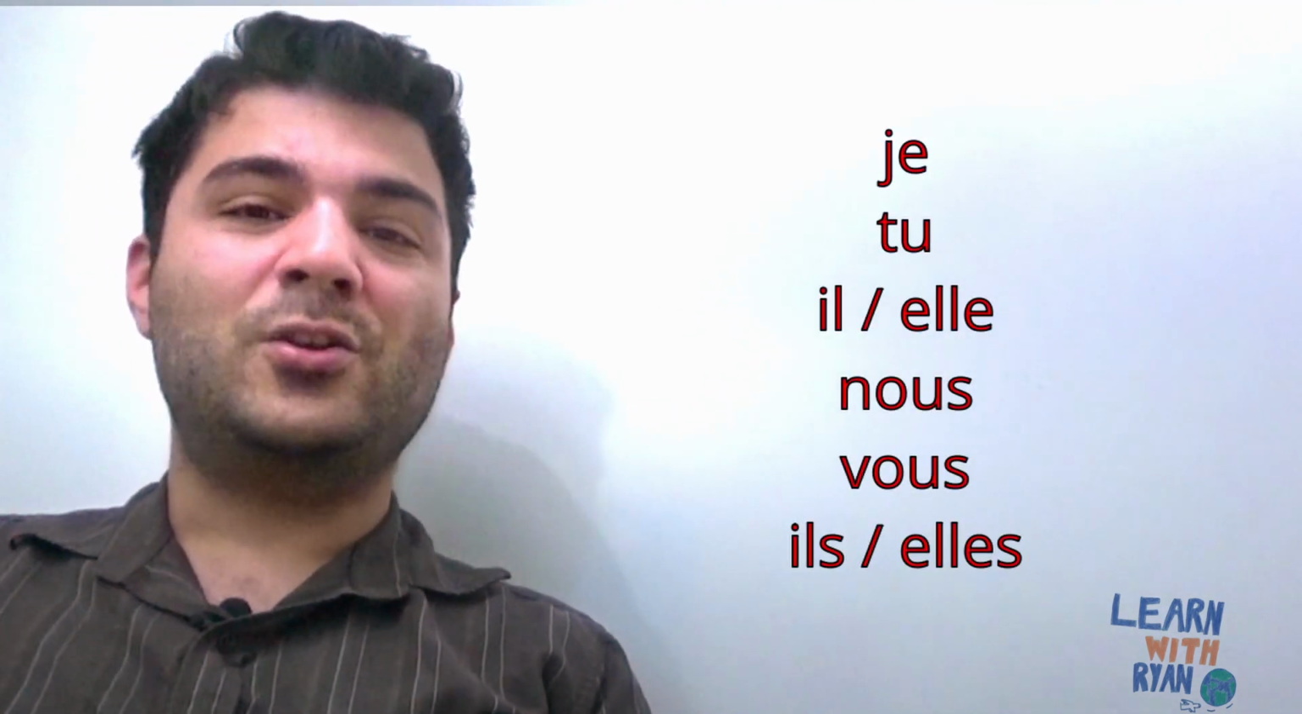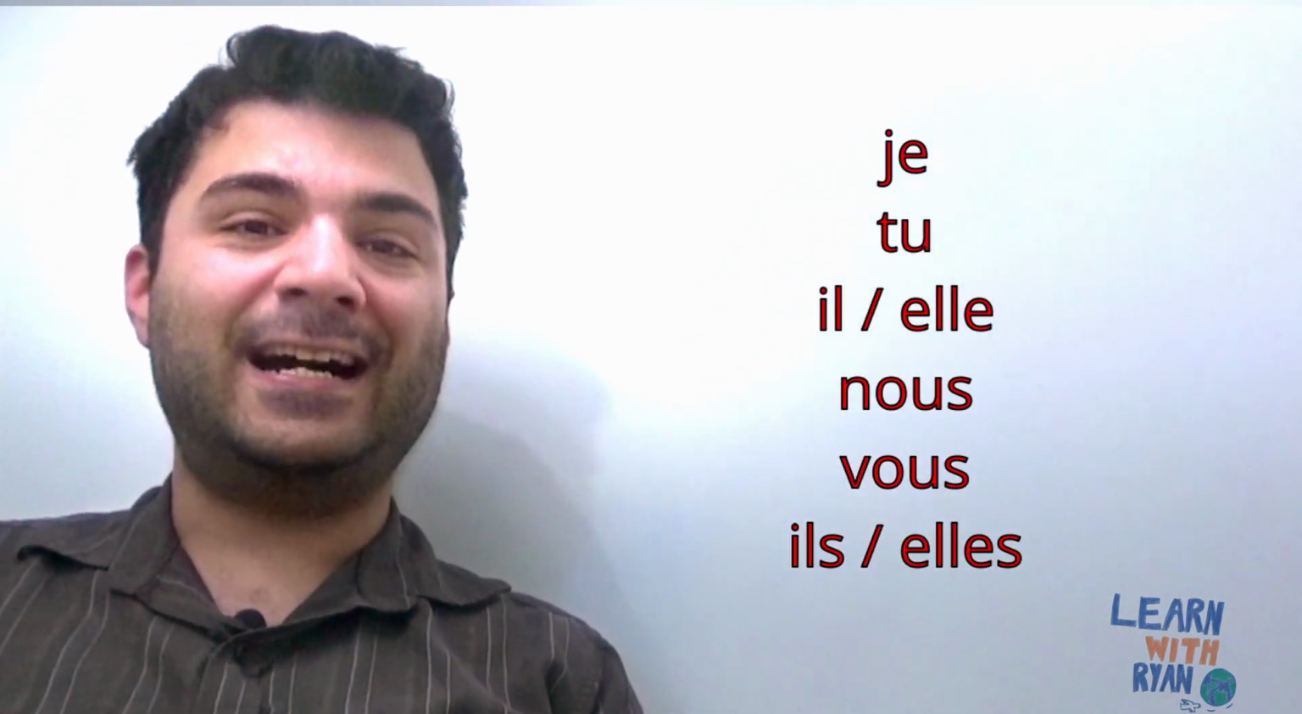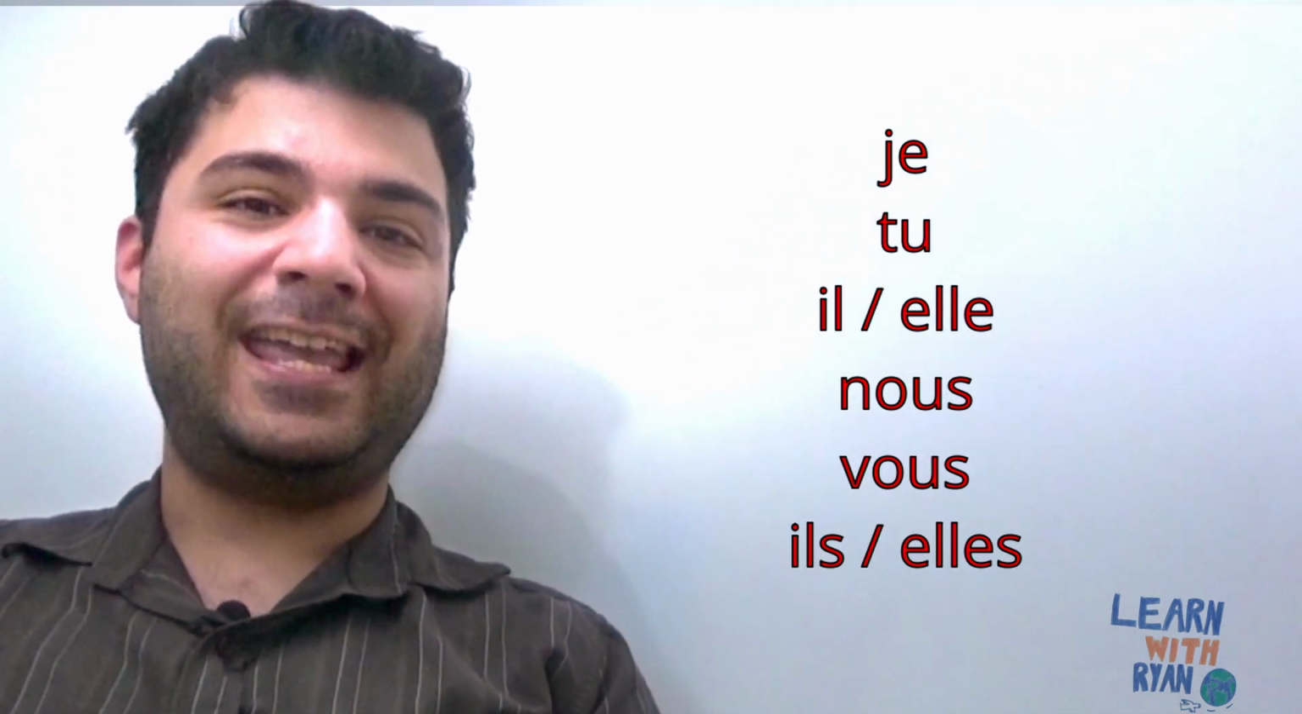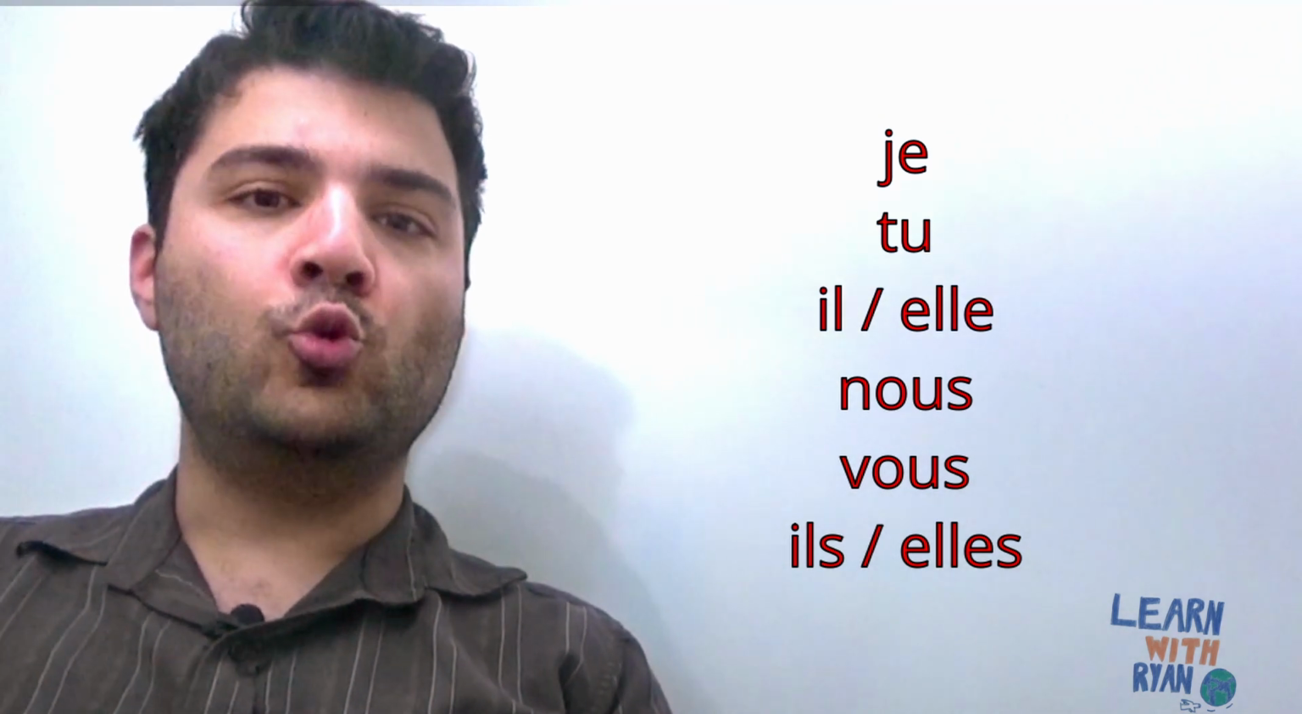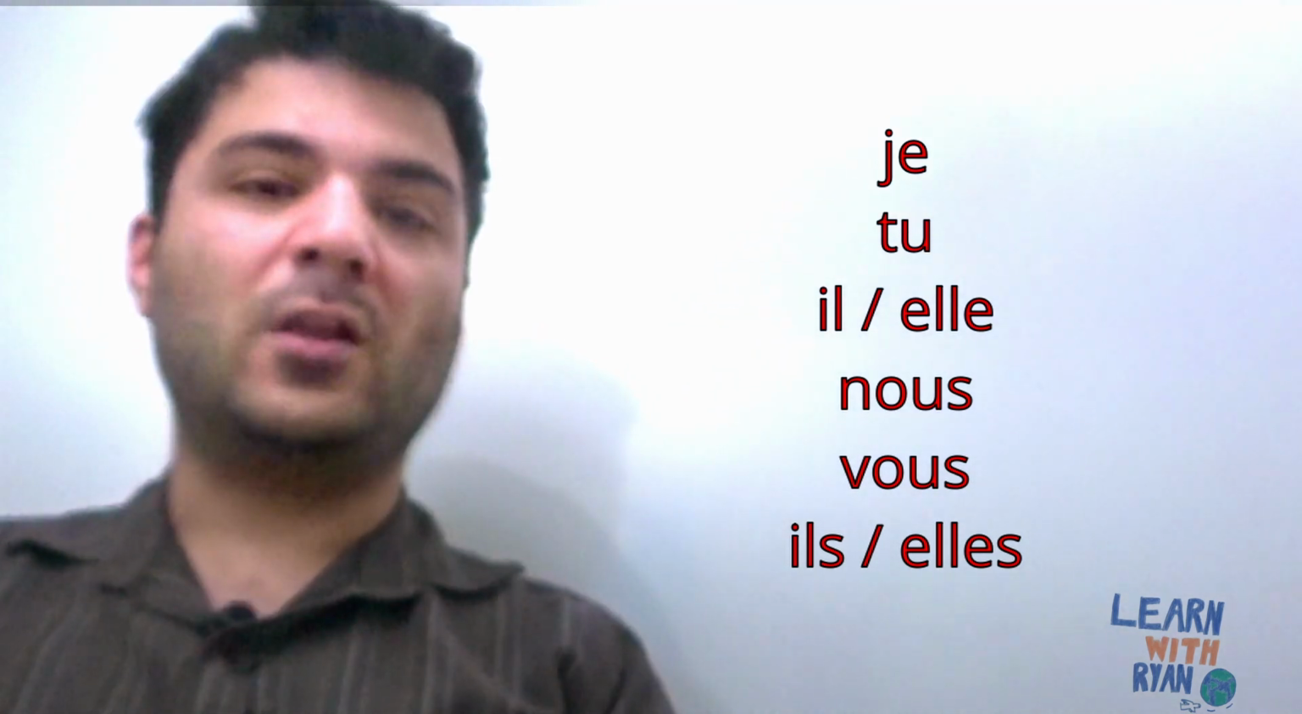Before we look at conjugating verbs in the present tense in French, let's have a look at the subject personal pronouns. And here they are. Je, meaning I. Tu, meaning you. Il, elle, he, she. Nous, we. Vous, you. Il, elle, they.